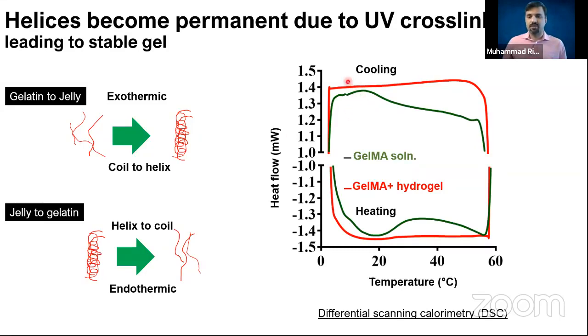It showed that these red lines, which are the hydrogel, do not have that thermal transition curve, but the solution does have that thermal transition curve. It means that those triple helical structures which we formed in this hydrogel really become permanent. And that's why we don't lose any strength when we heat it to a higher temperature.